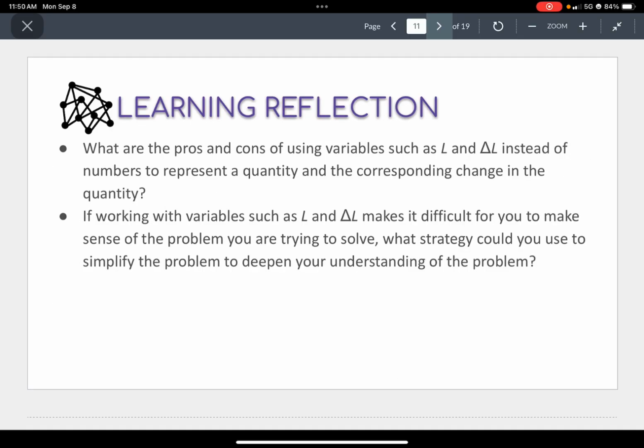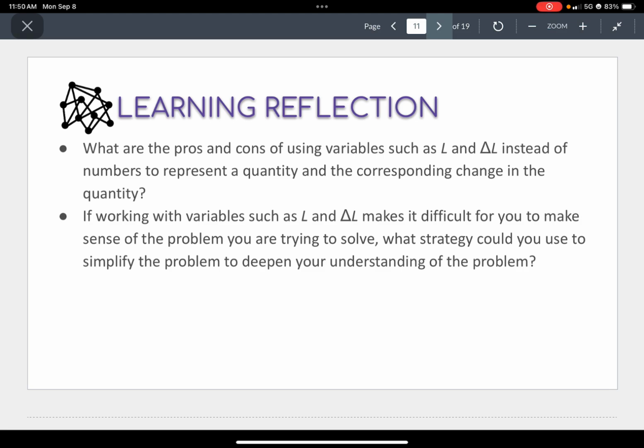Learning reflection. What are the pros and cons of using variables such as L and delta L instead of numbers to represent a quantity and the corresponding change in the quantity? If working with variables such as L and delta L makes it difficult for you to make sense of the problem you're trying to solve, what strategy could you use to simplify the problem to deepen your understanding of the problem?